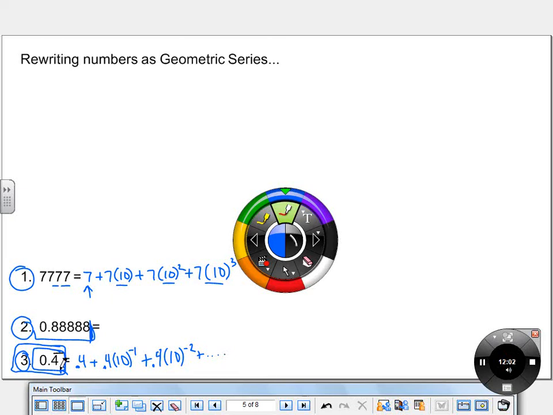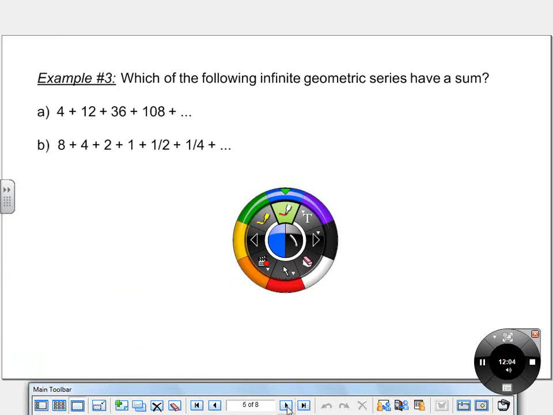So we're going to look at a couple series and see which ones we can find the sum of and which ones we can't. So if we look at the following ones, the first sequence, notice, says 4, 12, 36, 108. So notice that the first term is 4, the ratio is 3, and that the numbers are going to keep getting drastically bigger as we add a term onto the series.